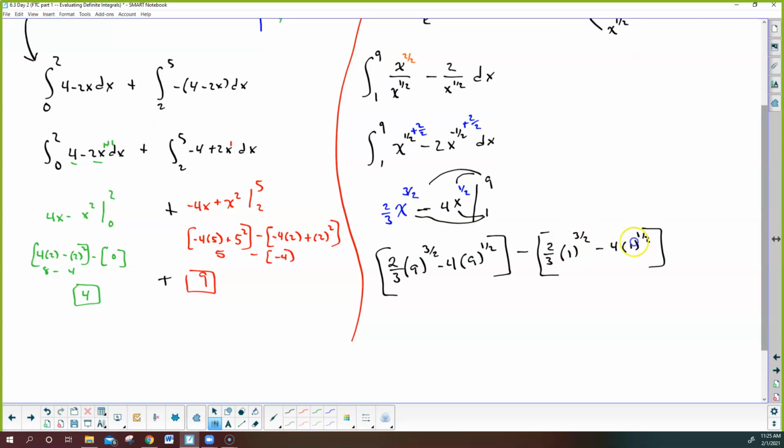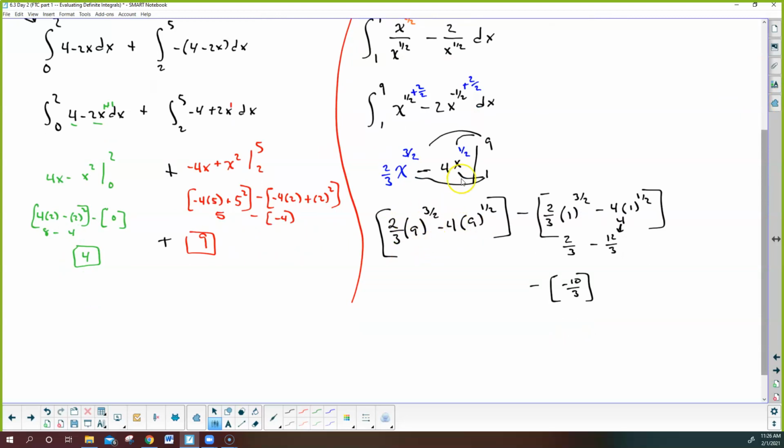Now the nice thing is this one is really friendly because it's a 1. 1 to any power is 1, so we get really friendly evaluation here. I know that that's going to be 4, right? But a better way to write 4 in this case with a base 3 is 12 over 3. And then I can subtract 2 minus negative 12 is negative 10 thirds. Notice this subtraction dropped down. This part reduced down to negative 10 thirds.